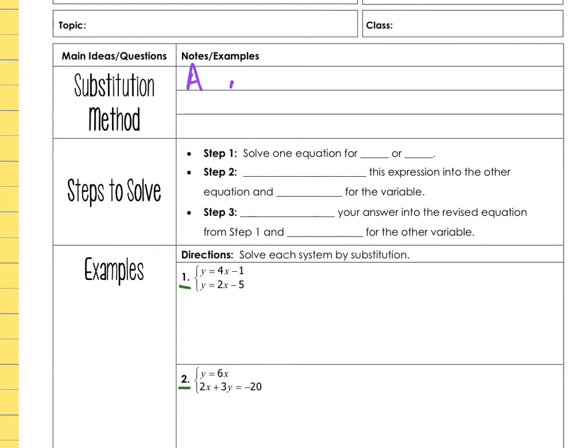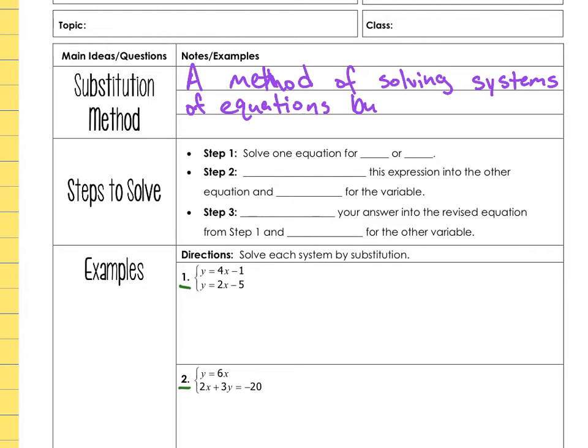It is a method of solving systems of equations by substituting equations within one another. Say that again. A method of solving systems of equations by substituting equations within one another.